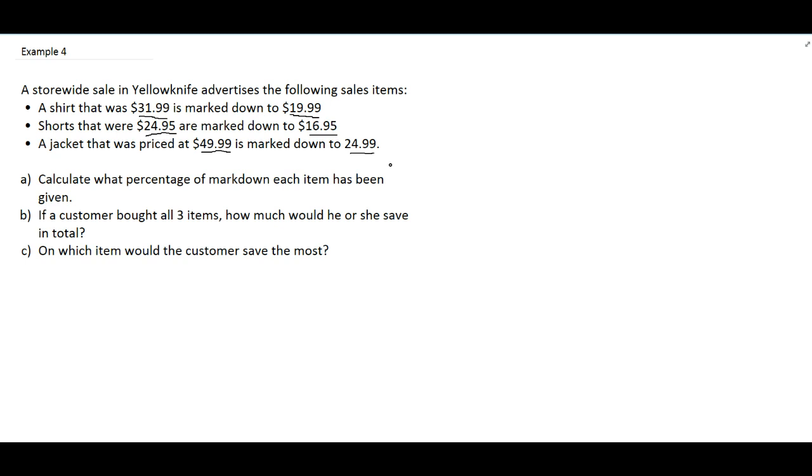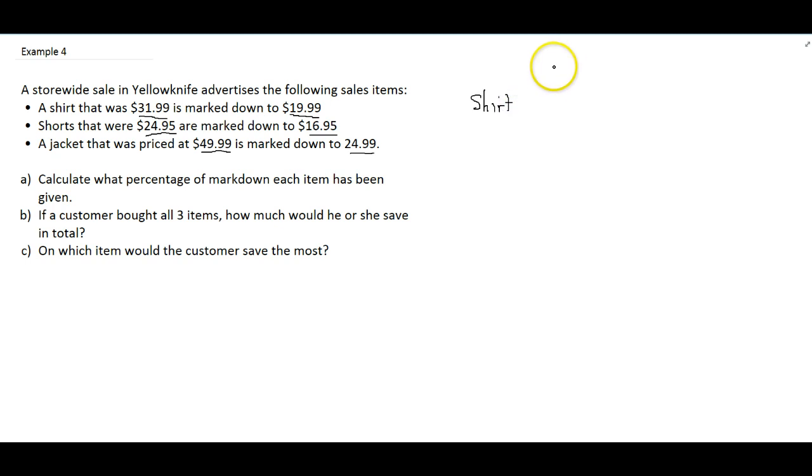Then we're going to calculate if a customer bought all 3 items, how much would he or she save in total? And on which item would the customer save the most. So first of all, to determine the markdown, we have to figure out how much we have spent. So let's go with the shirt.